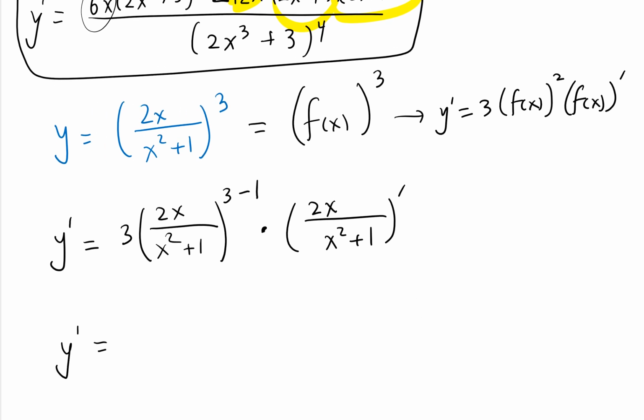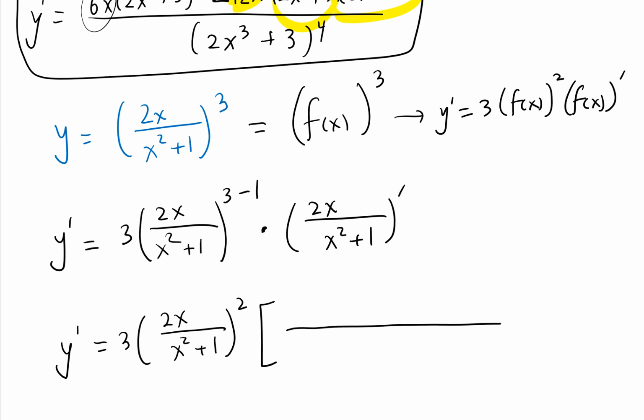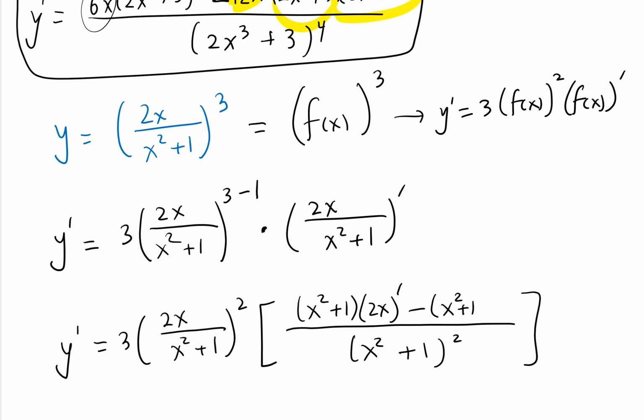So y prime equals 3 times, this stays the same, square times, what's the derivative for this one? How can we find the derivative of this? What do we use? Quotient rule? Quotient rule, yes. We take the denominator times the derivative of the numerator, minus derivative of the denominator times the numerator. All this based on previous sections.